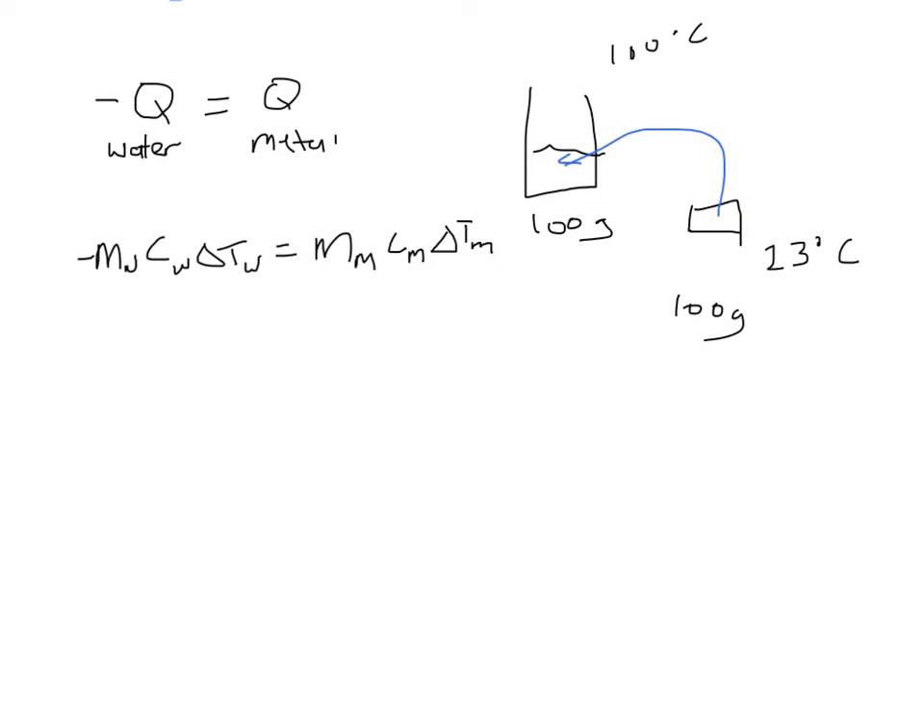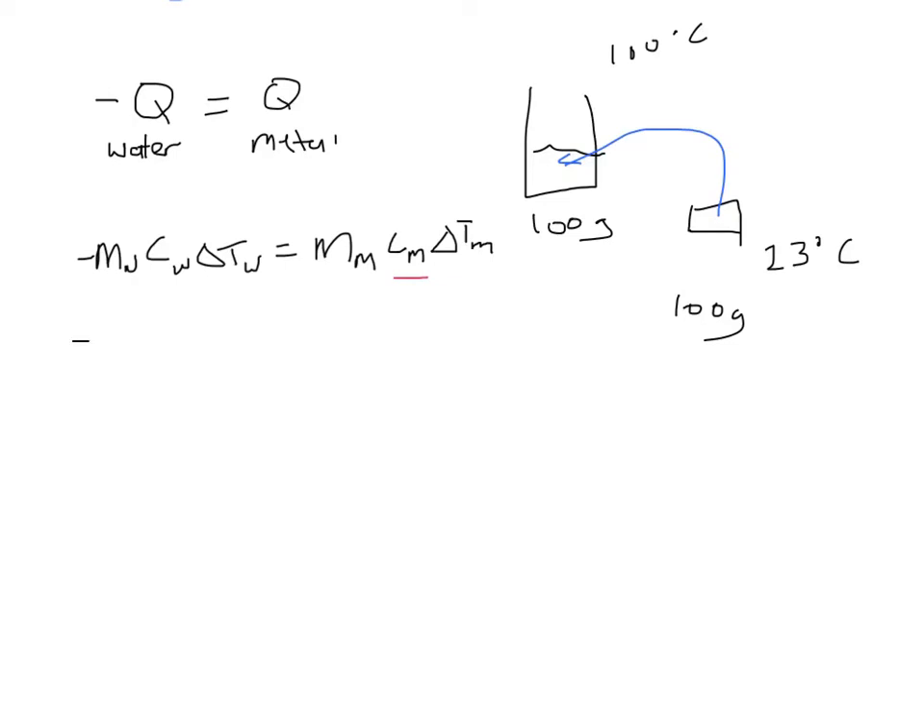Okay. And so what are we solving for? We're going to solve for the specific heat of the metal. So Cm is what we're trying to solve for. Okay? So we can plug everything else in. We know everything else, and we just solve for Cm, the specific heat of the metal. Okay? So let's plug it in.